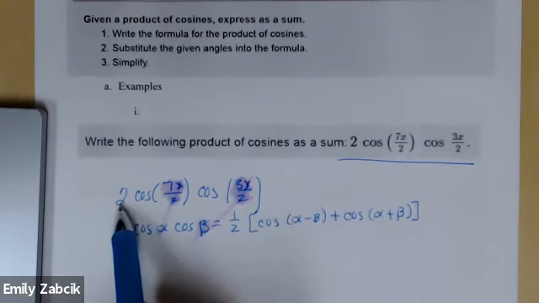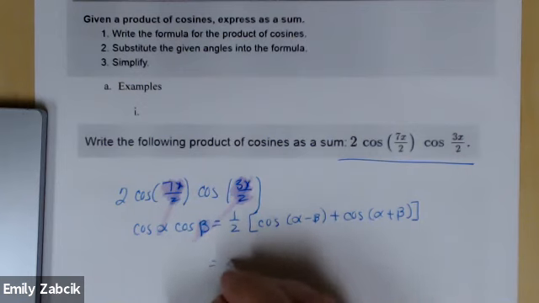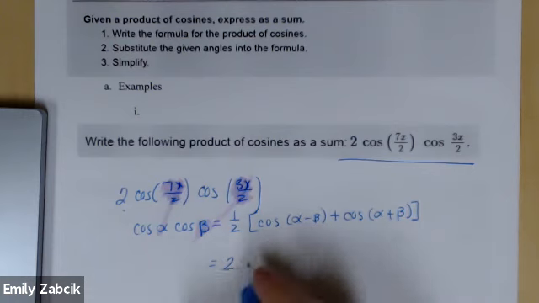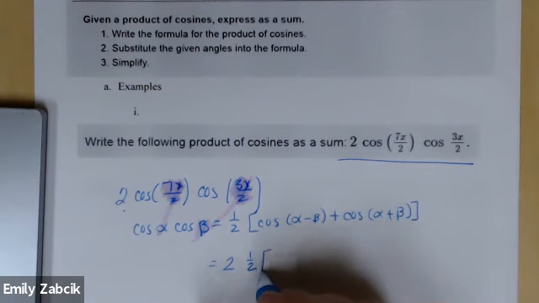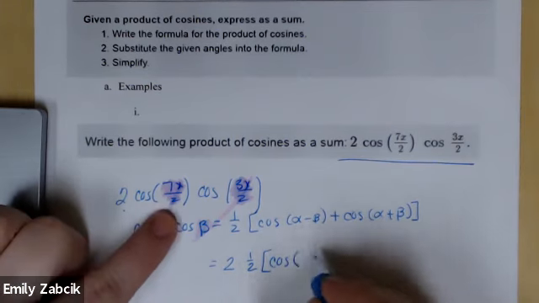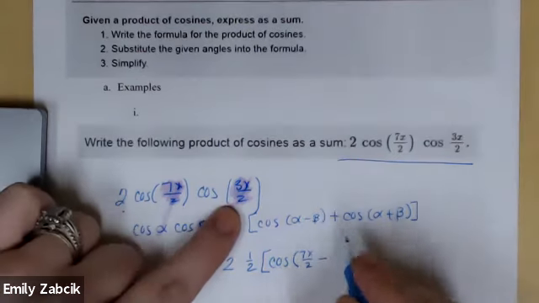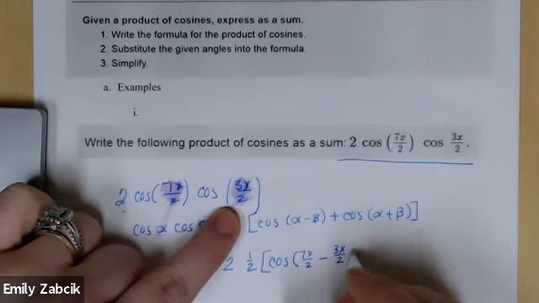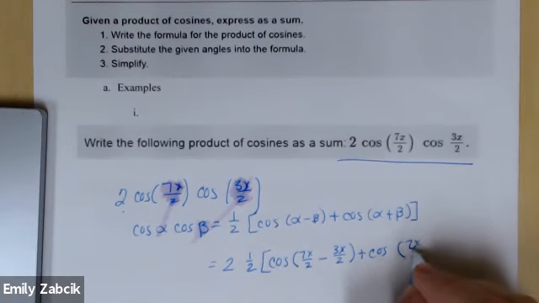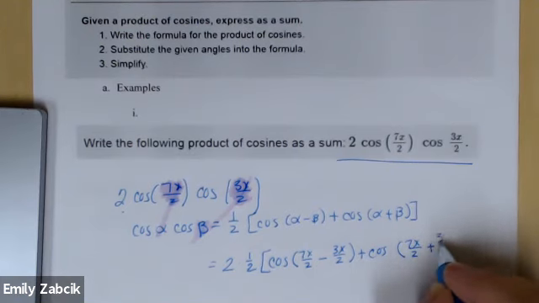Now this 2 is just a coefficient. It's just going to stay out front. So I'm going to have a 2 from what I'm starting with times 1/2 from the formula, cosine of alpha, which we said was 7x over 2, minus beta, which we're saying is 3x over 2, plus cosine of alpha, 7x over 2, plus beta, 3x over 2.